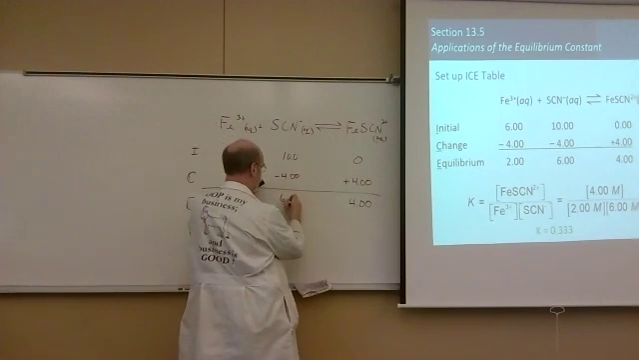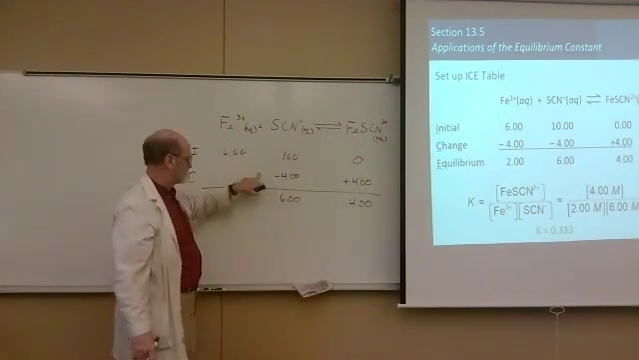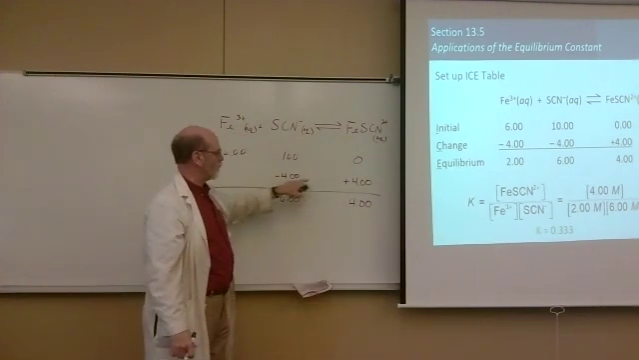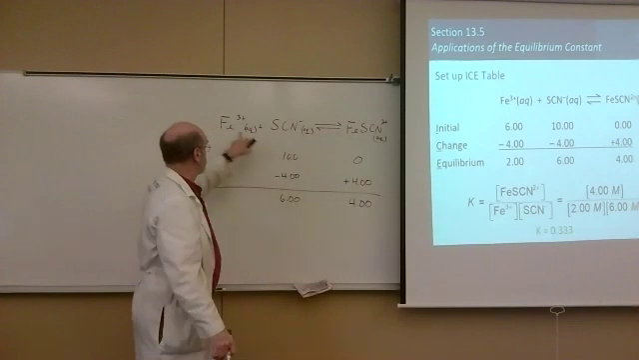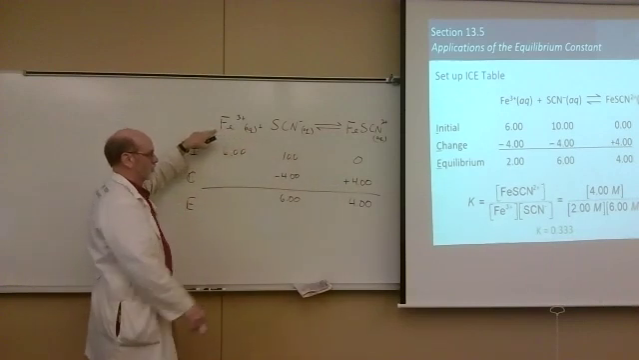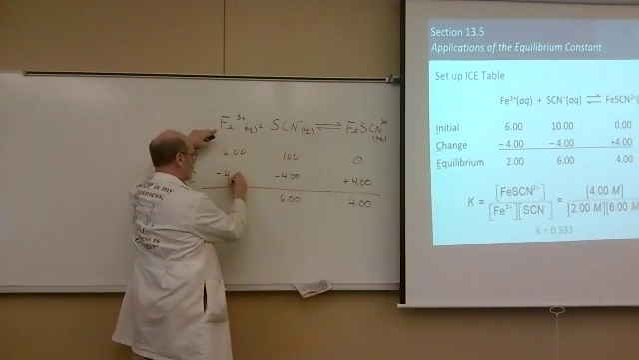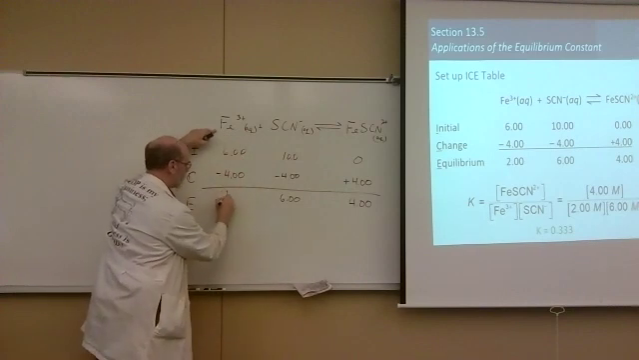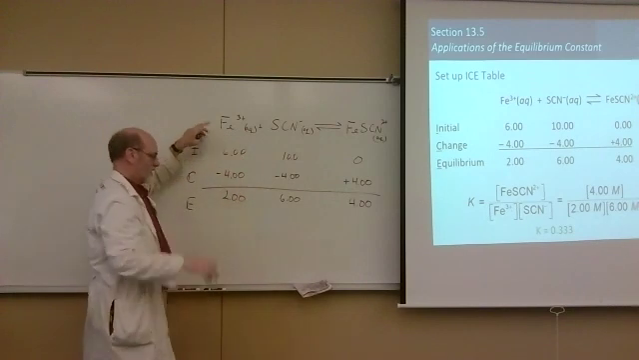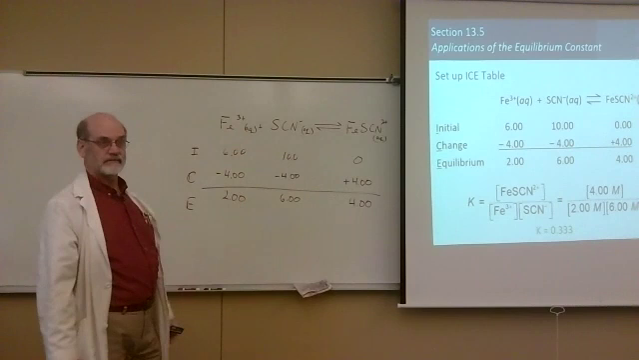Okay? So that's what's left over. You used up 4 of them to make that. The same ratio for this one, right? So you've lost that many from this one, and that means you've only got that much left at equilibrium.